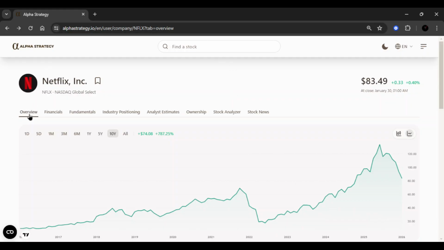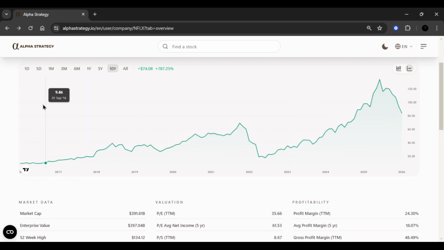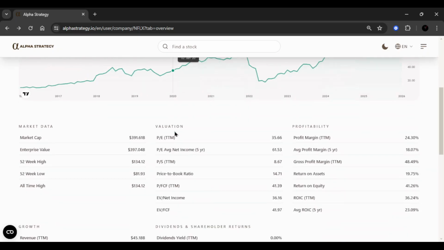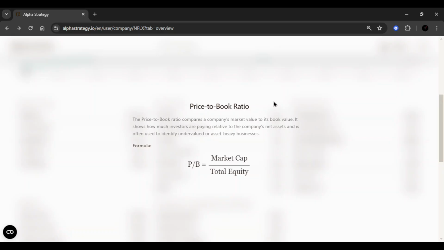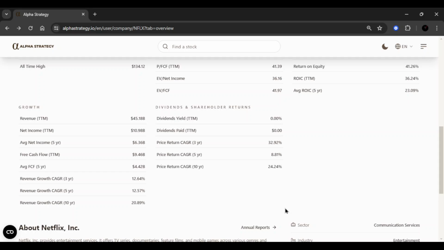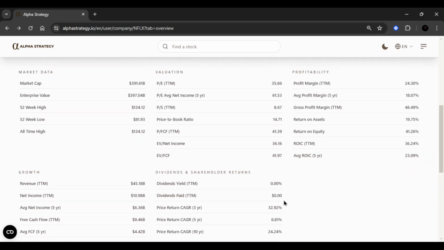The first step is to open the Overview tab, where we can access the graph, the prices variation, and the KPIs, the key metrics of the business. So for example, if there's a metric I don't understand, like the price to book ratio, I can just click on it and I get the definition with a formula. So it's perfect and very easy to use, even if you don't know all of the concepts.